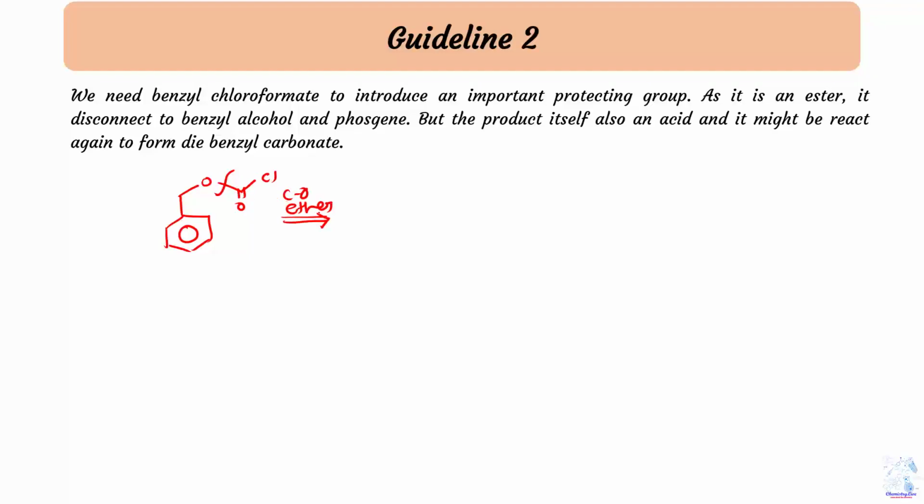Now what happens here? If we disconnect from that side, then we take a closer look. We'll have this alcohol as well as this compound, or we can say phosgene. The phosgene is our starting material, but the product itself is also an acid chloride and it might react again to form dibenzyl carbonate, which we don't want. So how dibenzyl carbonate forms, we will take a look here first.